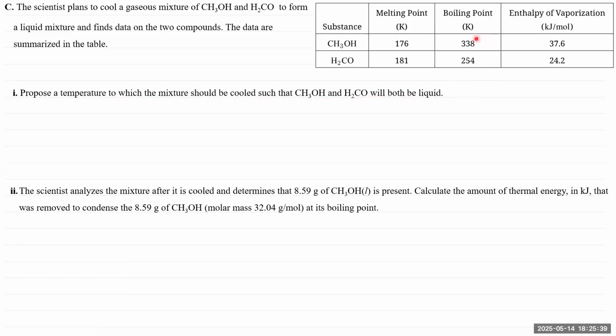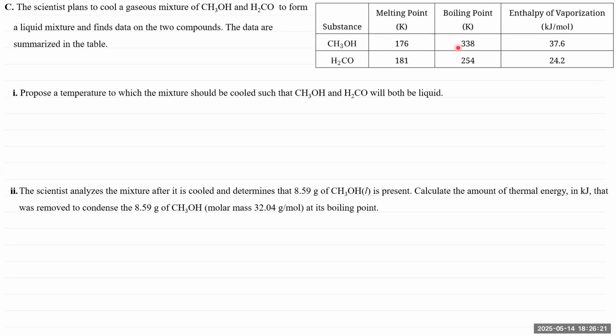We're going to look at the boiling points of the two substances. The boiling points of the two substances are here. So we want to cool it down where they'll both be liquid. The boiling point means that this is where it's going to turn to vapor, right? So essentially what you want is for it to be less than both of these temperatures, right? Because you want it to be less than 338 kelvins, because 338 kelvins is where the methanol is going to boil off, right? So we want to make sure that it stays below 338 kelvins.